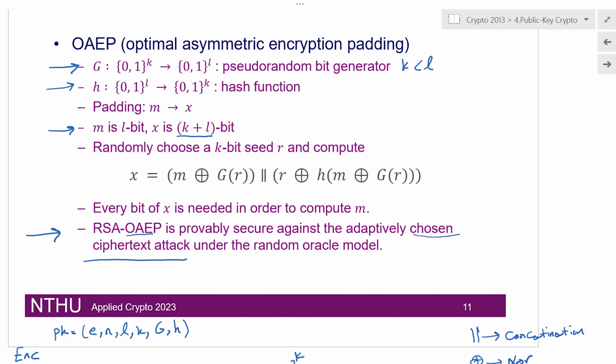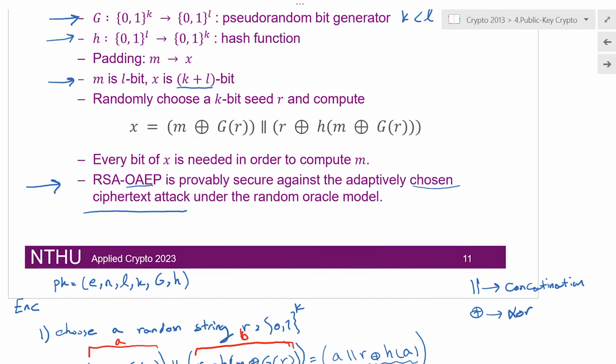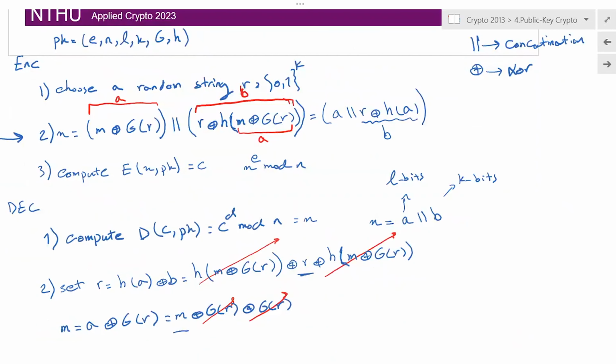You'll see an example. Why do we need to have a random oracle model? Sometimes for the security proof of some crypto systems, we have to use the random oracle model, and you will see an example very soon for yourself and discover why we have to have that. All right. Any questions?